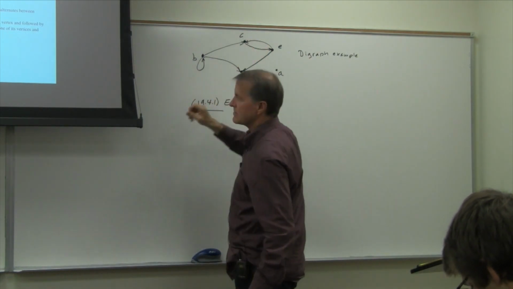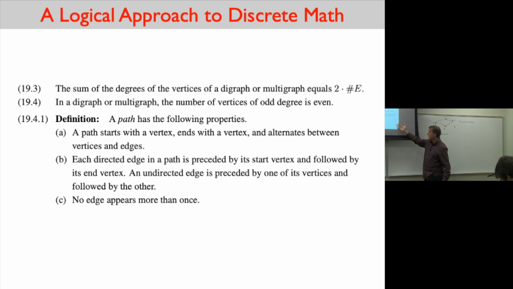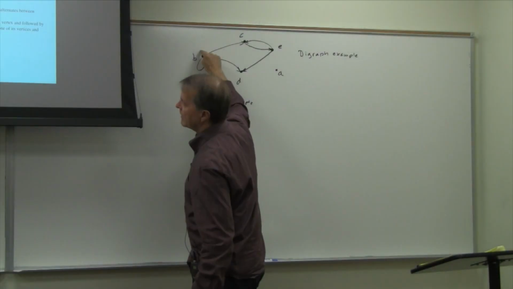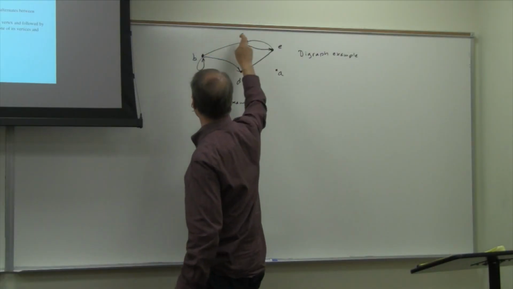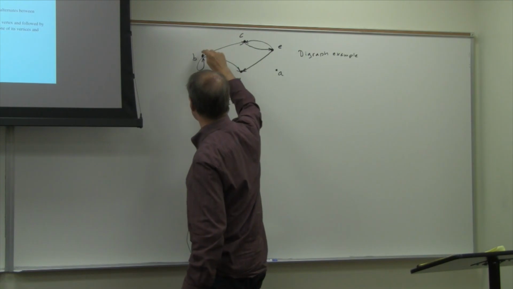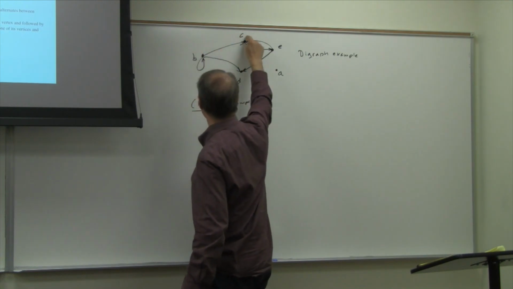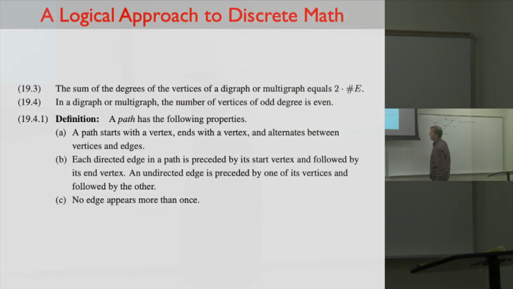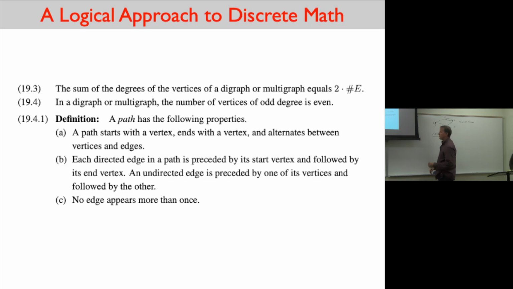You can't do that. Instead, what this says is that each directed path is preceded by its start vertex, so that if the start vertex is B, then it's followed by its end vertex C. So the edge would be B, then the edge BC, and then the vertex C. And furthermore, part C says no edge appears more than once.